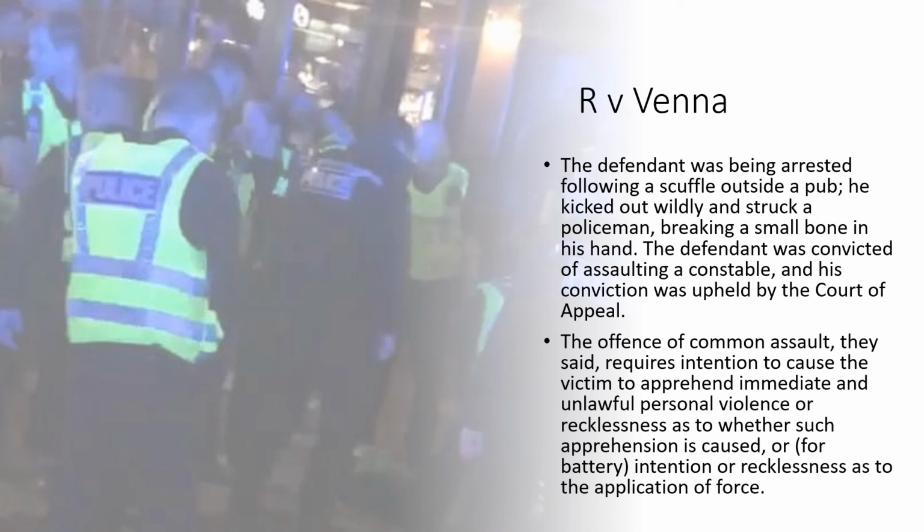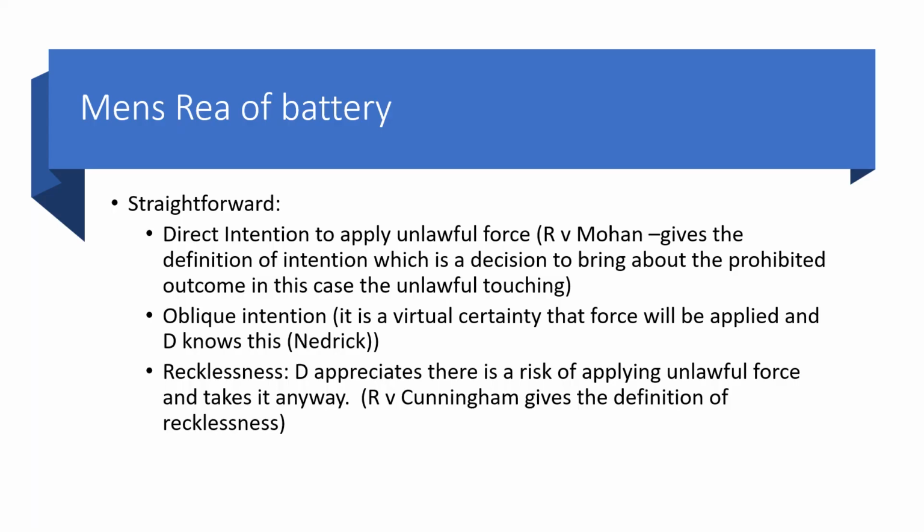Now, the offence of common assault, they said, requires intention to cause the victim to apprehend immediate and unlawful personal violence, or indeed recklessness as to whether such apprehension is caused, or intention or recklessness as to the application of force. So the mens rea is quite straightforward for battery. We either have a direct intention to apply unlawful force, or we have oblique intention, so it's a virtual certainty the force is going to be applied and the defendant knows it, or indeed recklessness. The defendant appreciates there's a risk of applying unlawful force and takes this risk anyway. And we use Cunningham to support that.